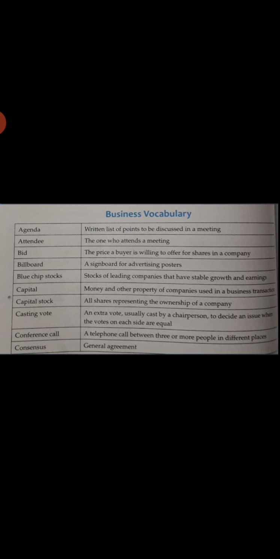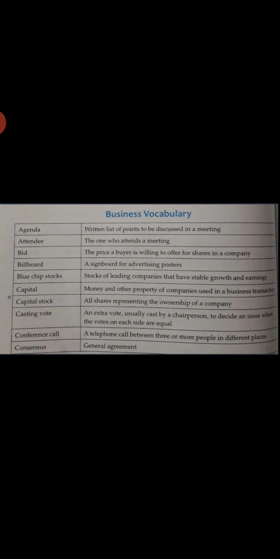Then bid. Bid means the price a buyer is willing to offer for shares in a company. So I may be the buyer and I will be buying shares in a company for my own profit. So bid is the price a buyer is willing to offer for shares in a company.